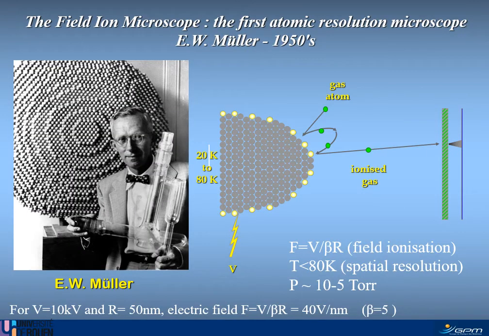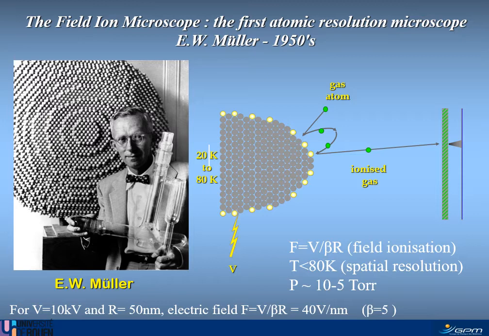Let us introduce the principle of field-ion microscope. So this was, in fact, the first atomic resolution microscope, and Erwin Müller was the inventor, and this was in the 50s. So you can see here Erwin Müller with the first field-ion microscope. This was a glass microscope here, and behind you've got a ball model of a tip. So you can see here the first layer, the second plane, the third plane, and so forth.